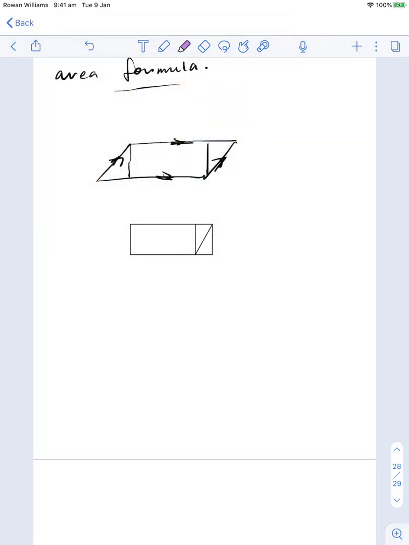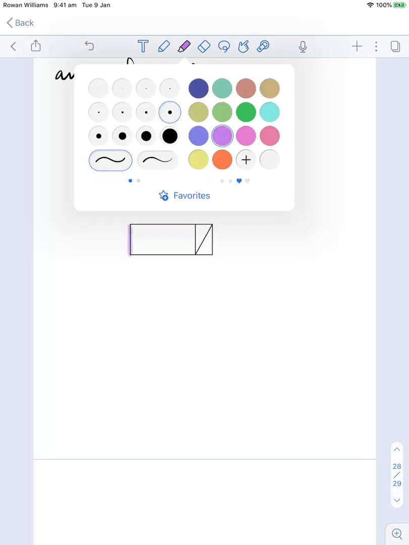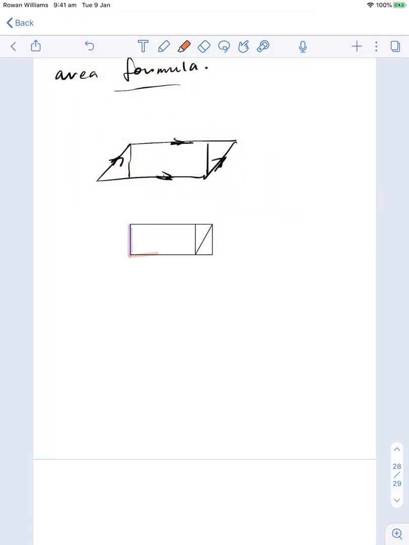My shape's still exactly the same area. I've got a rectangle that's this high and this long. Oop, that's longer than it's supposed to be. And this long. So let's look at what parts they match up to when we put it back to our parallelogram.